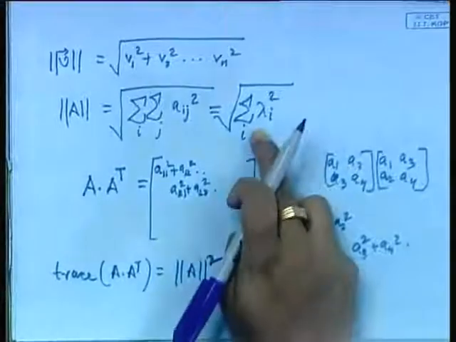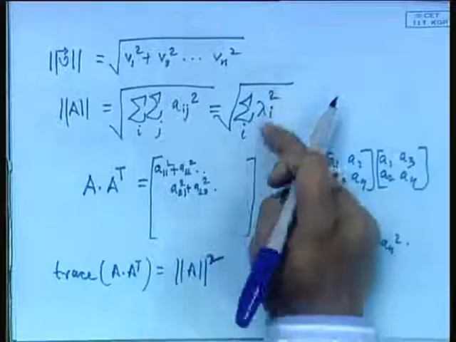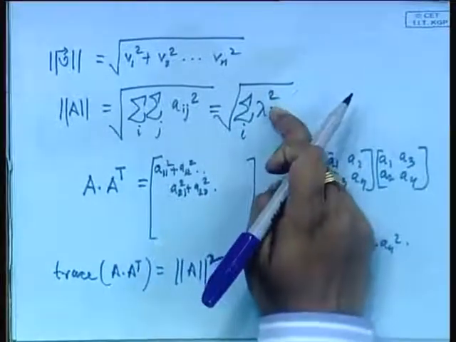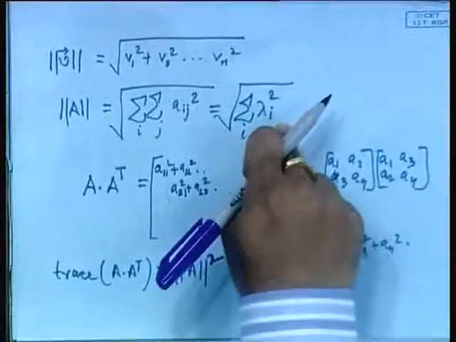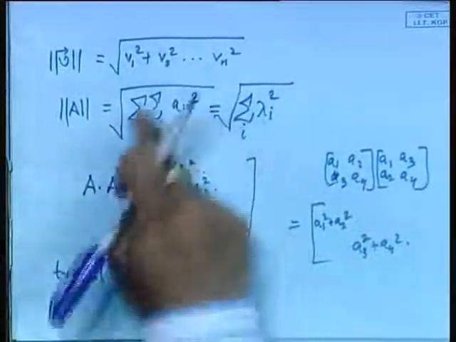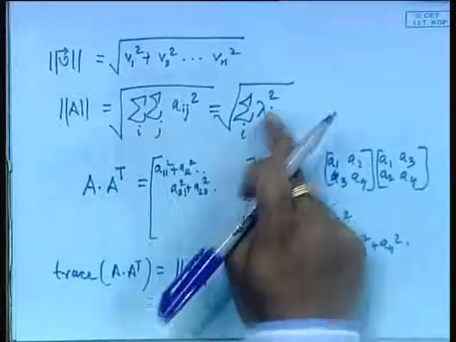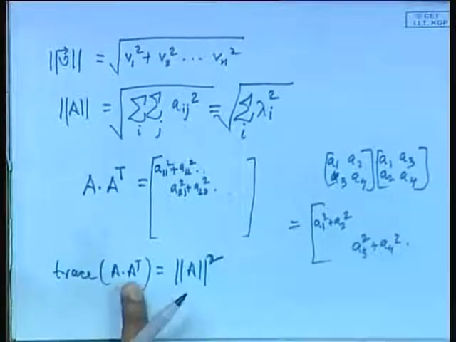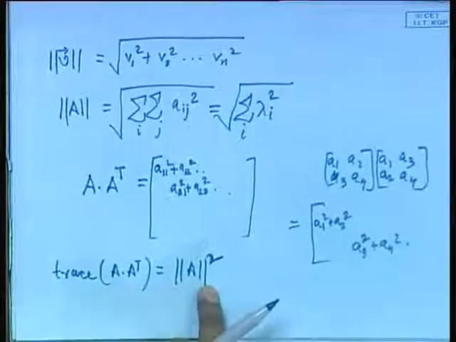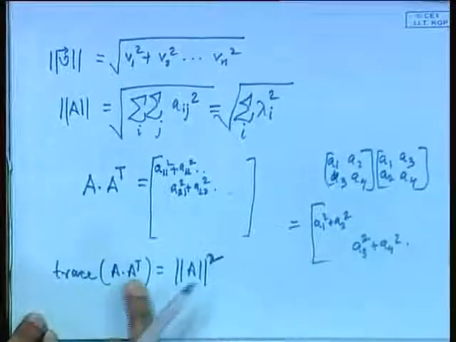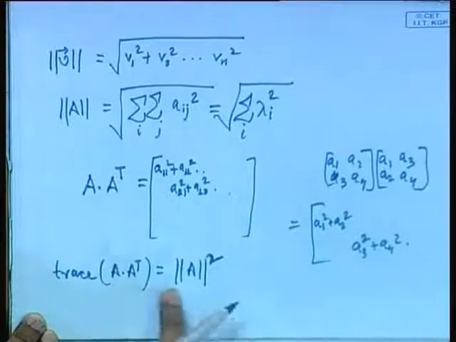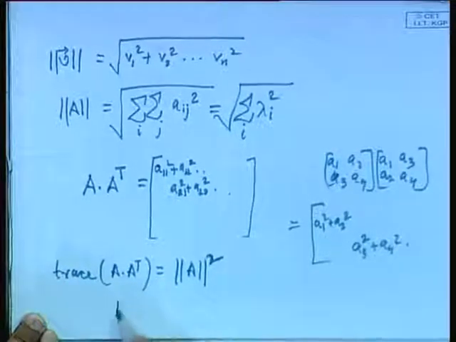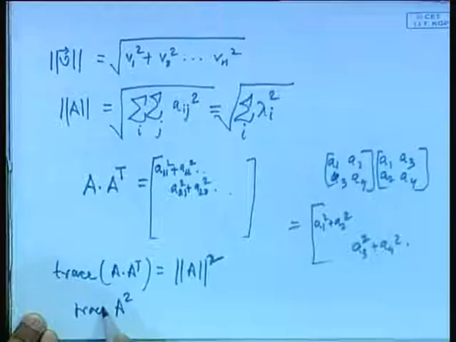So I made just a small mistake. It's the sum of the squares of the eigenvalues, I mean the sum of all the squared values is the same as the sum of the squares of the eigenvalues. Okay. So this trace of A A transpose is the same as the Frobenius norm square. And now if A is symmetric, then A and A transpose are the same. So it's the trace of A square.